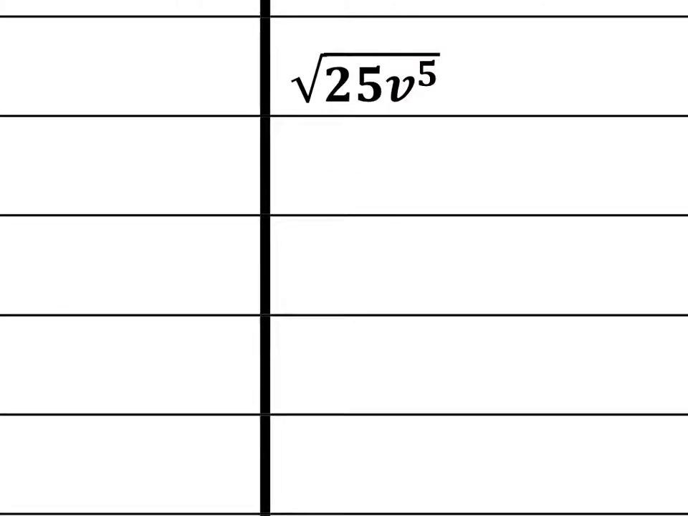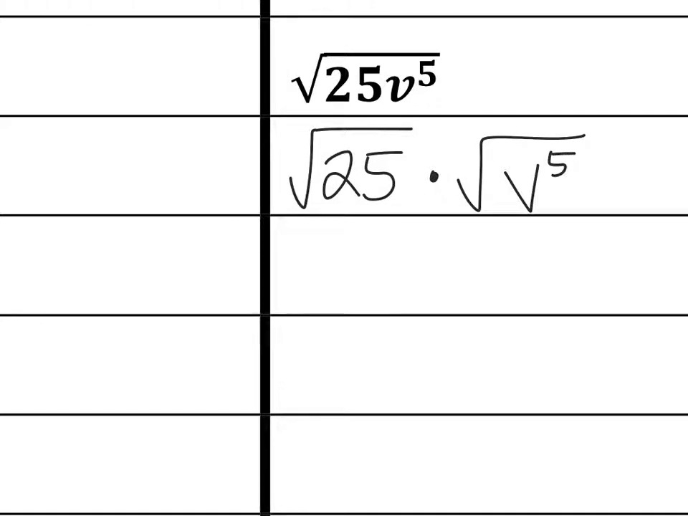Now you've got a number and variable. So we want to break this up. Square root of 25 times v to the 5th. All right. Take your best guess of what you think it would be. Tell your partner. Okay. So I'm going to break this up into number and variable. So I'm going to break it up into the square root of 25 times the square root of v to the 5th. I'm going to start with that.